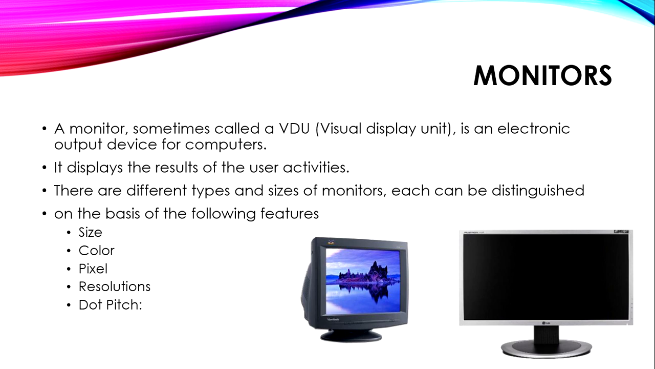The next, color. The monitor can be either black and white or color. Pixels. A pixel is a small tiny dot on the monitor which forms the image. Resolution. The number of pixels per square inch is called the resolution of the monitor. And the last, dot pitch. The distance between the pixels on the monitor is called dot pitch.